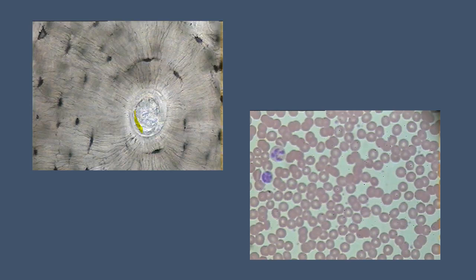There is what we call the central canal right here. And then it looks like concentric rings around it. This would be what we call compact bone. And you just have these layers. Very classic in its shape.